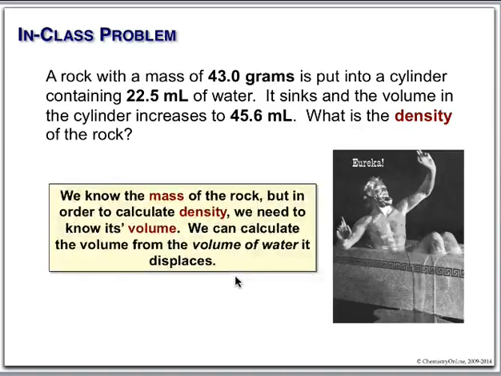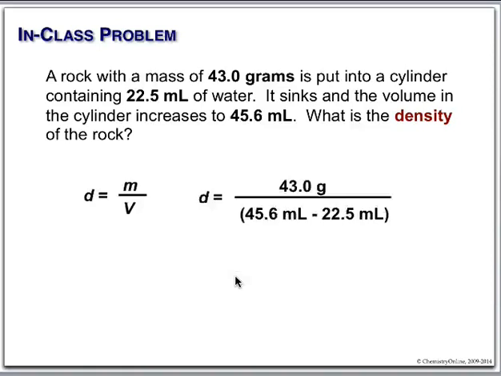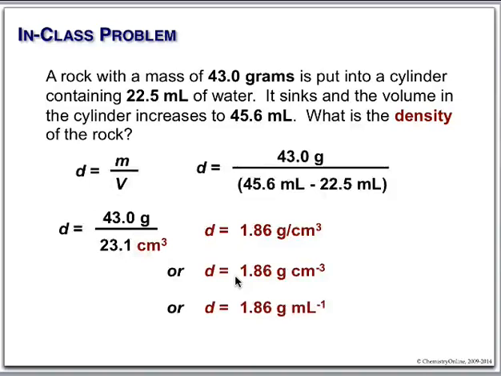All right, we know the mass, but not the volume. We can do that by looking at the volume of the water it displaces. Mass divided by volume. Our mass is 43 grams. Our volume is the difference from where we started to where we ended, 23.1 milliliters. Now when we do this division, we're going to get a density. Here I've converted milliliters to cubic centimeters. If I can do that, they're the same. 1.86 grams per cubic centimeter. Could have left it milliliters and written this, 1.86 grams per mil.